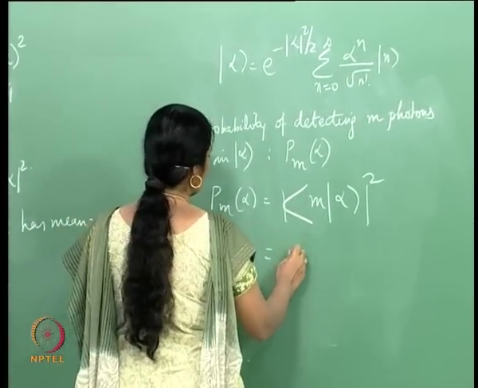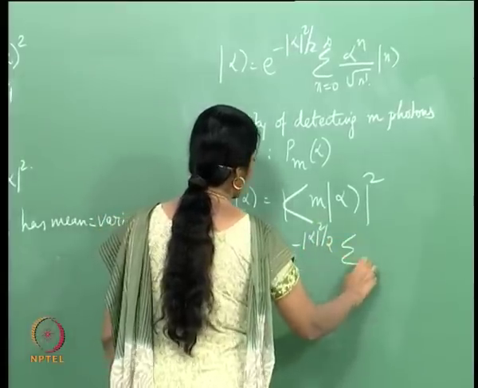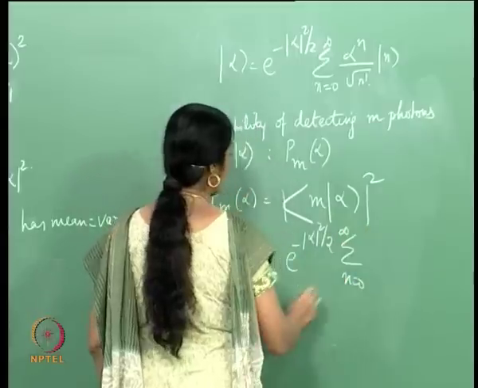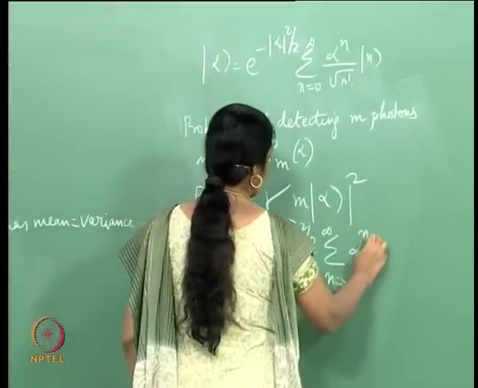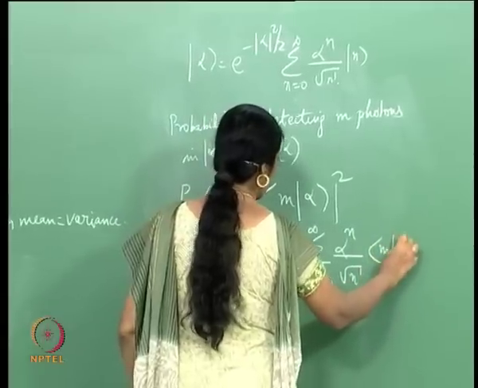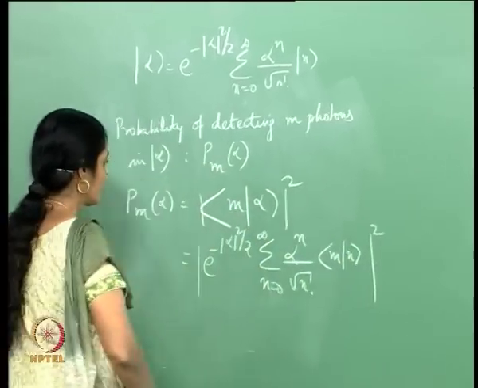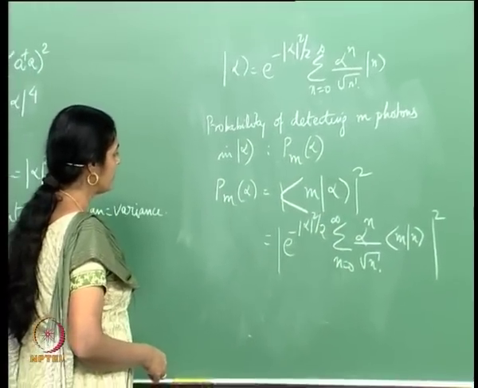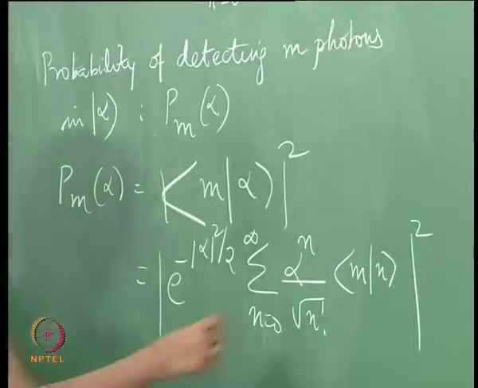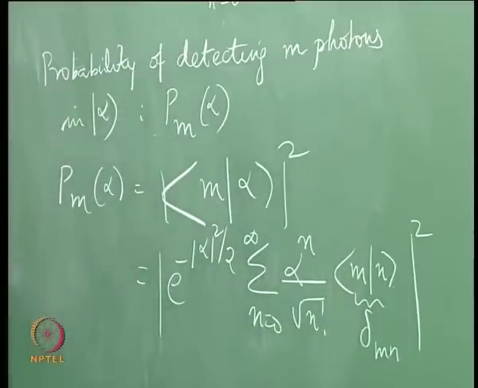So, this quantity is simply e to the minus mod alpha squared by 2, summation n equals 0 to infinity, alpha to the n by root n factorial, inner product of m with n, mod square. This is delta mn because of orthogonality.